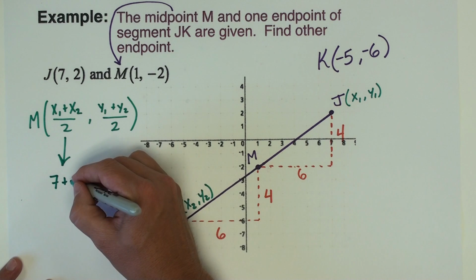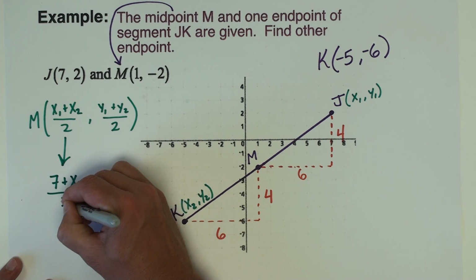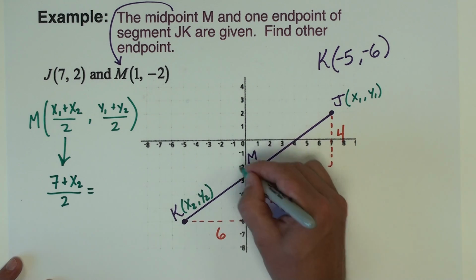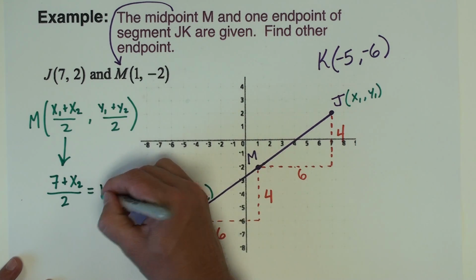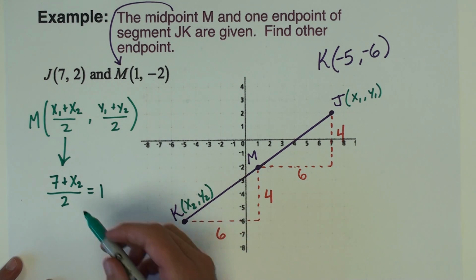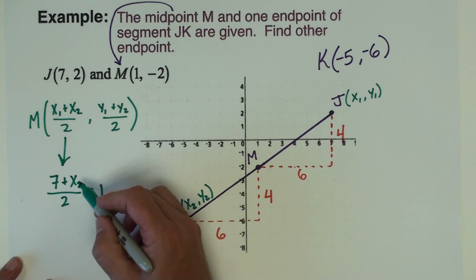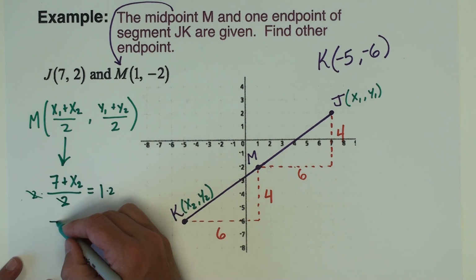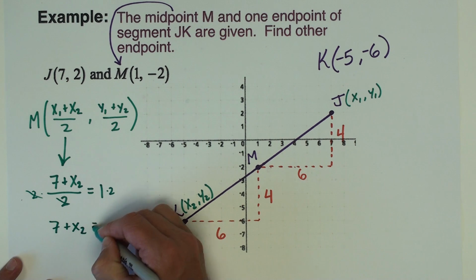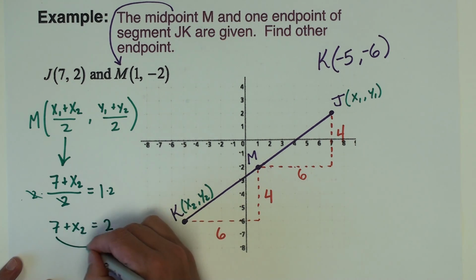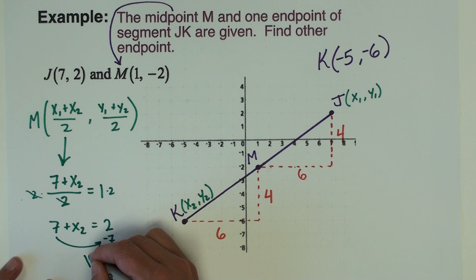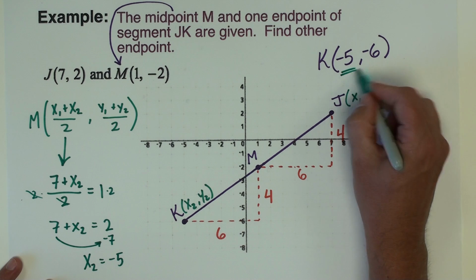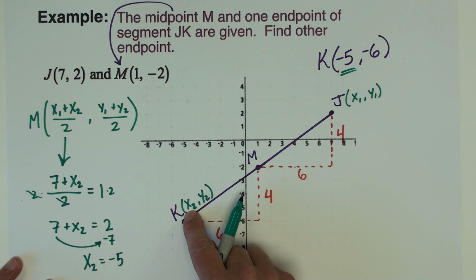x2, I don't know. It wasn't given to me. Divided by 2, that should equal the x coordinate of the midpoint, which I know should be 1. Okay, so now I'm just going to solve this algebraically for the x2. I can multiply both sides by 2. We get 7 plus x2 equals 2. If I subtract 7 from both sides, we get x2 equals -5, which, sure enough, it was -5.